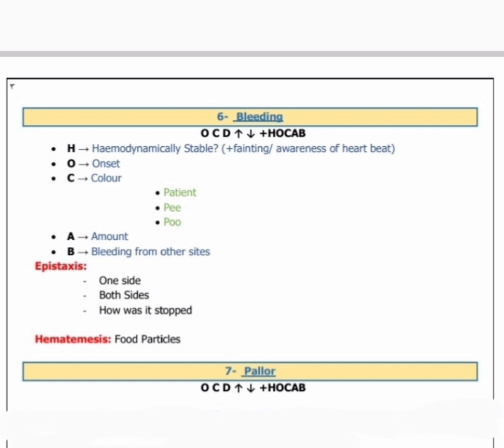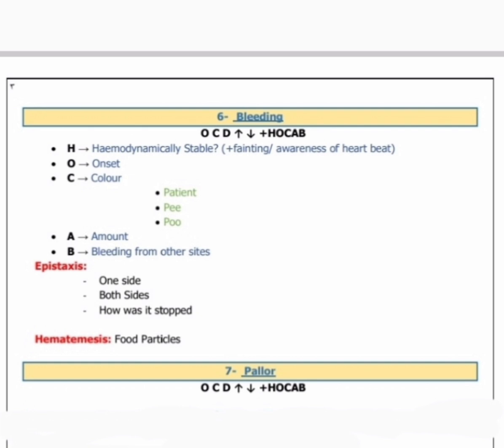Then P for patient pee and poo: is the bleeding associated with pee or poo? We know that Henoch-Schonlein purpura is sometimes complicated with intussusception, where there is recurrent currant jelly stool. Then A for amount of the bleeding: we ask how much, a cup, a spoon, like that. Then bleeding from other sites: is there any other site of bleeding.